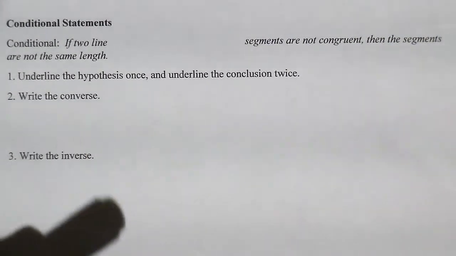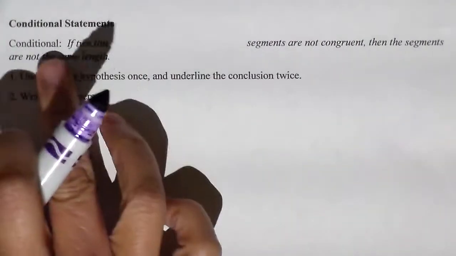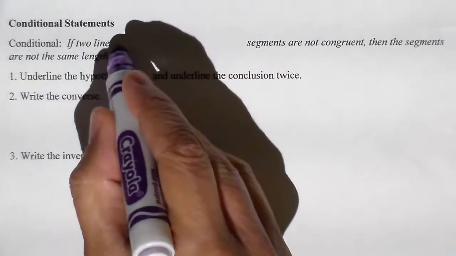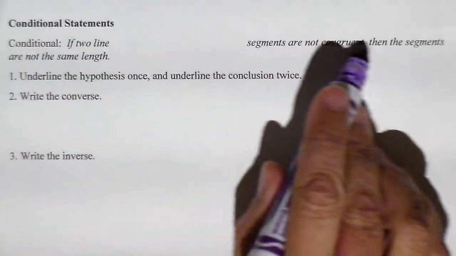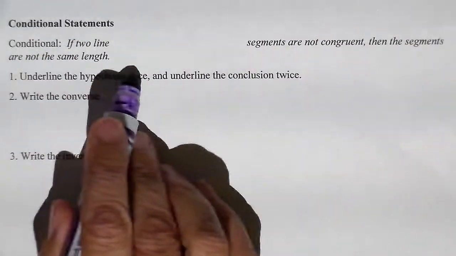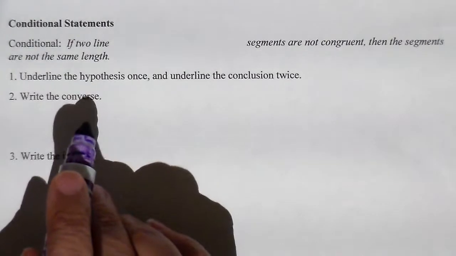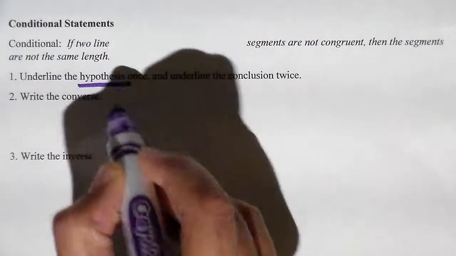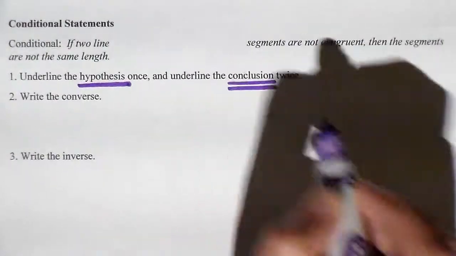Anyway, so now we've got conditional statements. The conditional statement says, if two line segments are not congruent, then the segments are not the same length. Underline the hypothesis once and underline the conclusion twice.